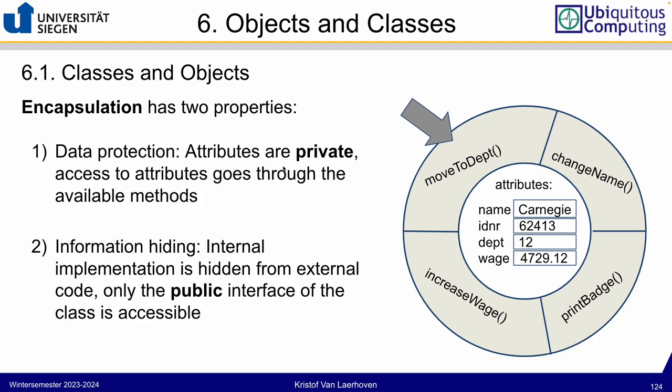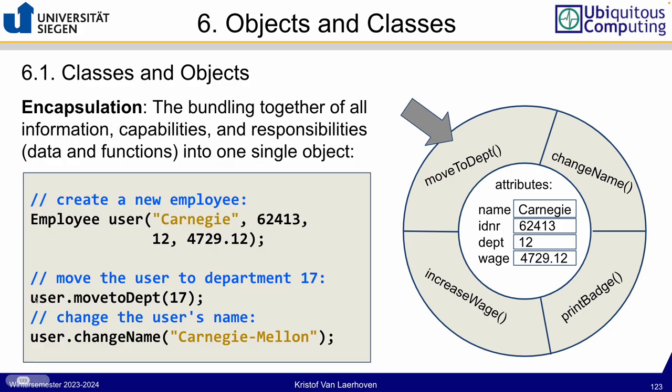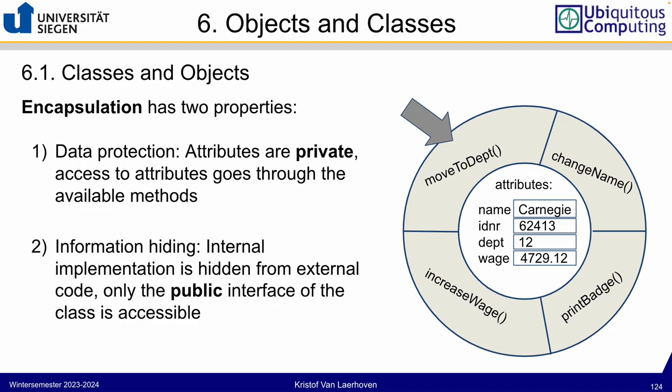So our attributes are private. We can't change them anymore. So you can't go over here and say user.id number equals 12. That is not possible. Or user.department equals 17. Also, that is not possible. You can't get access to that data. The only thing you can do is use the method move to department 17, for instance, or change name and then change the actual name of the user. All right? So that is one thing.